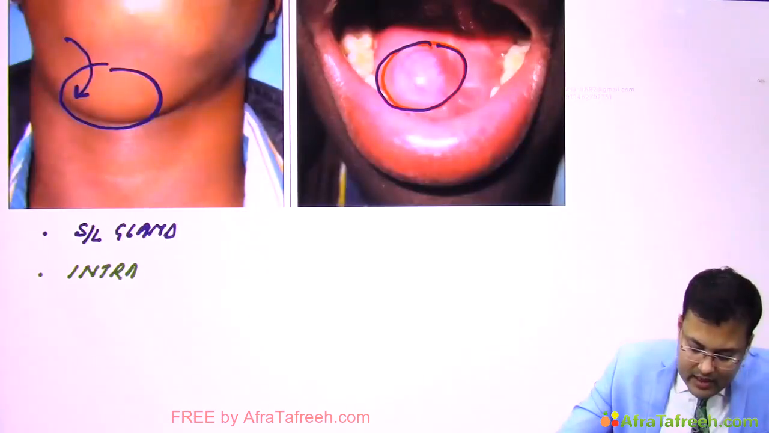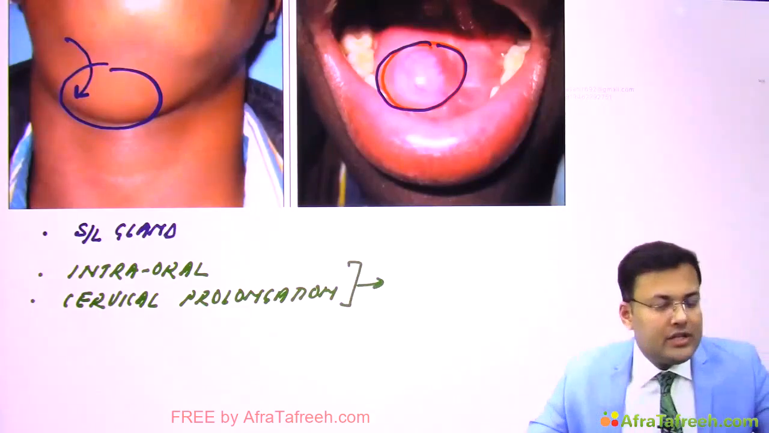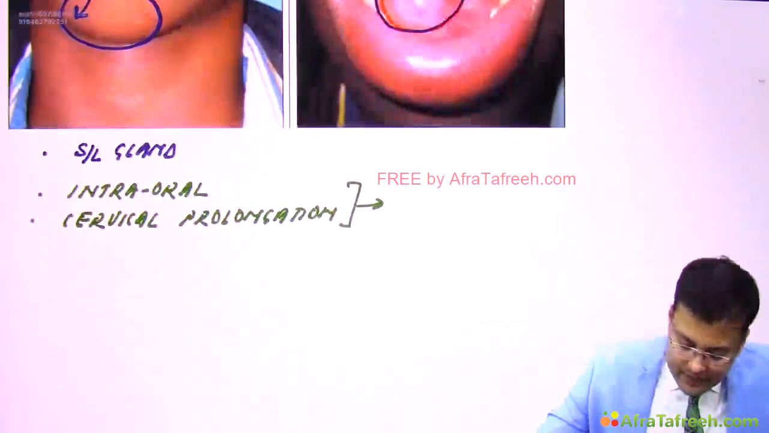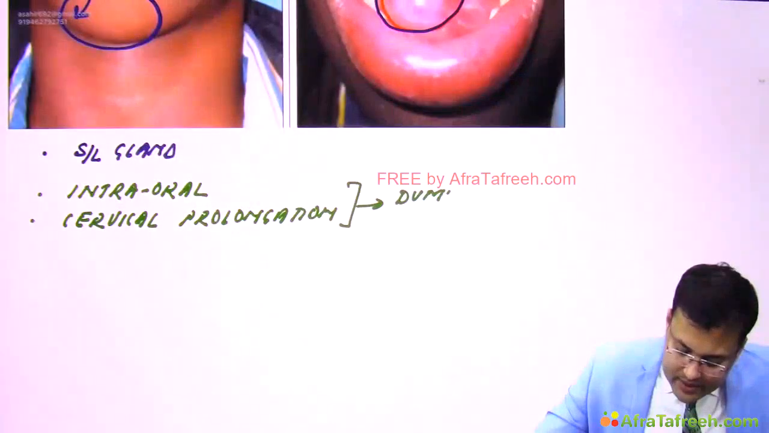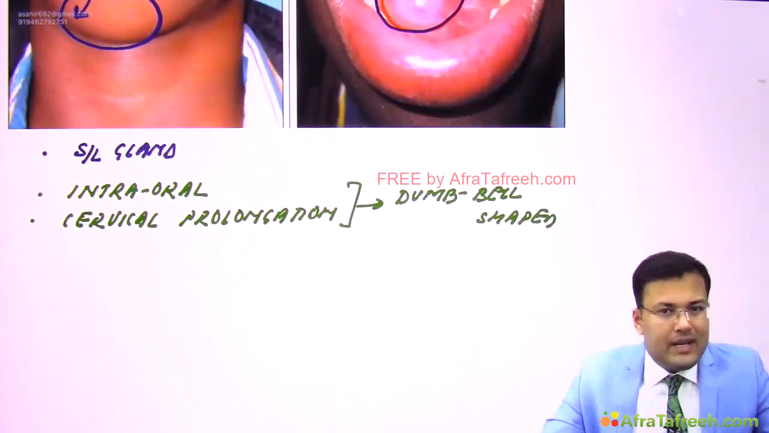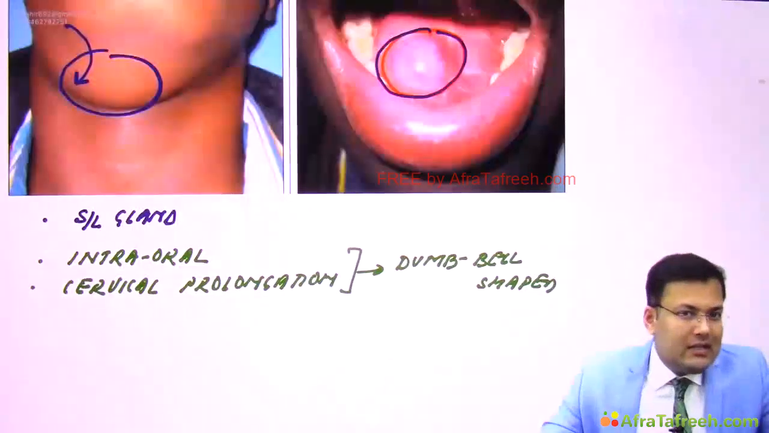Now see, this swelling has an intraoral component with cervical prolongation, and any swelling with this kind of presentation, intraoral component and cervical prolongation, what should be the shape? It is dumbbell shaped. Clear? Rest of the features are almost similar to ranula. So it is bluish, painless, soft, fluctuant, dome shaped, and lateral to the midline.